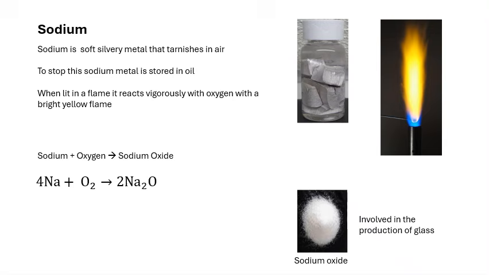When it does react with oxygen in a flame, it burns with a bright yellow flame. Yes, yellow is sodium. Remember, yellow, sodium. And the equation there: sodium plus oxygen goes to sodium oxide. And you look at this equation and you should see that it's nicely balanced, a lovely balanced equation there. Sodium oxide is a white powder involved in the production of glass, apparently.